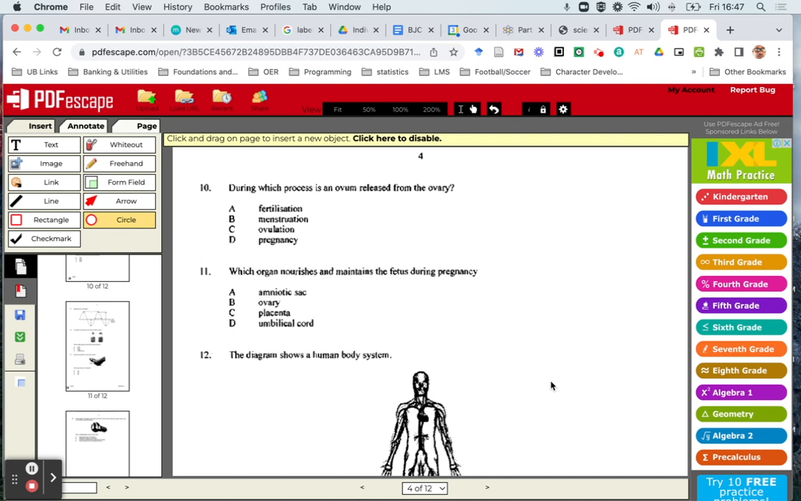And we look at 10: during which process is an ovum released from the ovary? I'm going to say ovulation. Which organ nourishes and maintains the fetus during pregnancy? That's going to be the placenta.